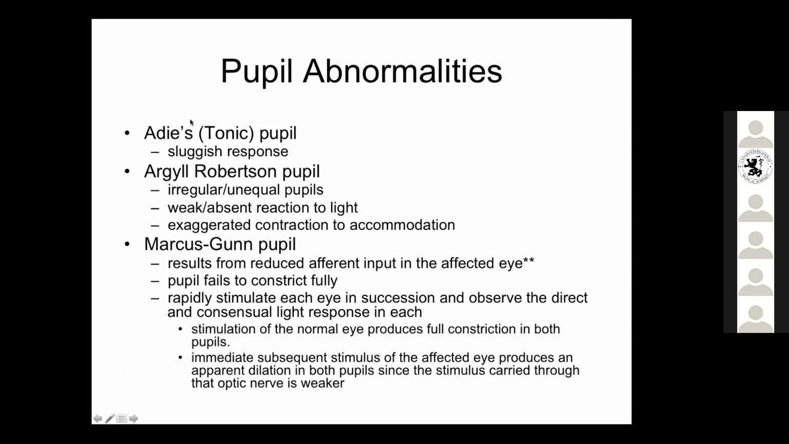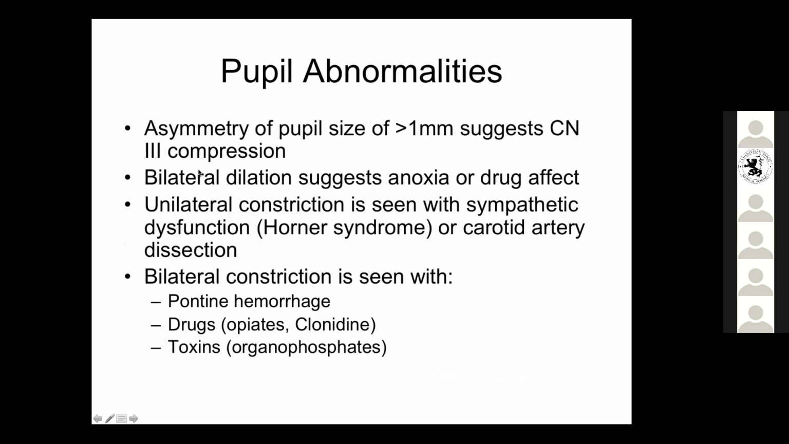Pupil abnormalities. Certain pupil abnormalities can also be present in a patient with neurological dysfunction. The most important for us is the Argyll-Robertson pupil. This is a pupil which does not react to light, but reacts to accommodation. We can see this particularly in syphilis. Asymmetry of the pupil can suggest cranial nerve 2 compression.